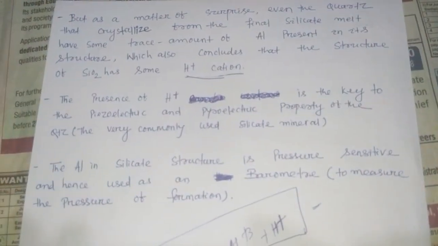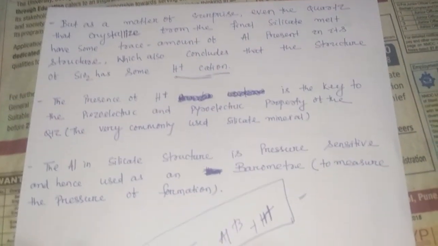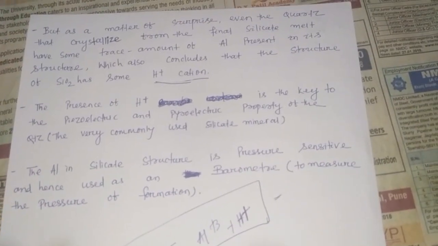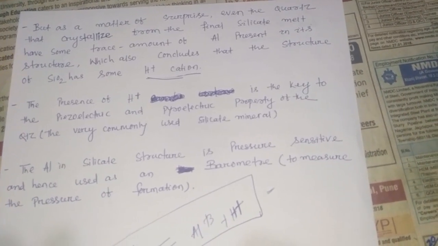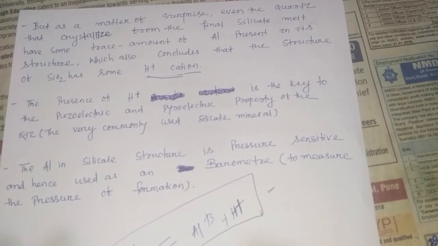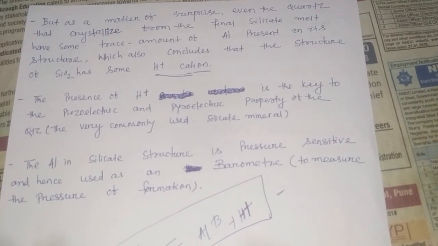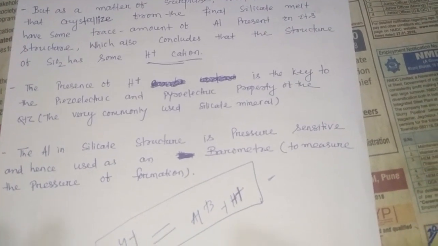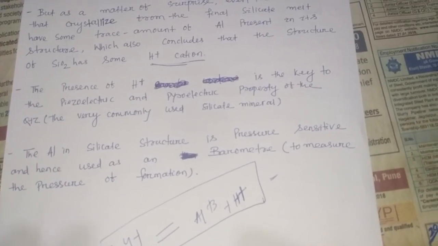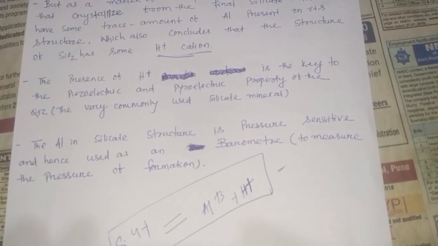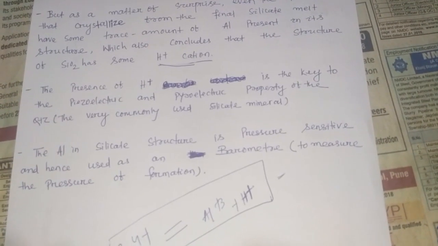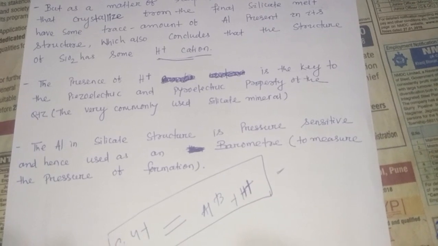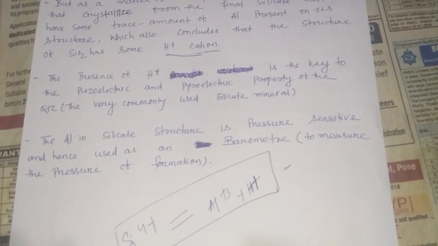But it is also seen, as a matter of surprise, that even quartz that crystallizes from the final silicate melt has some trace amount of aluminum present in its structure, which also concludes that the structure of SiO2 has some amount of H+ cation. The presence of H+ cation is the key factor to the piezoelectric and pyroelectric property of quartz. And the aluminum in this quartz, I have written here the silicate structure. This is not a silicate structure.